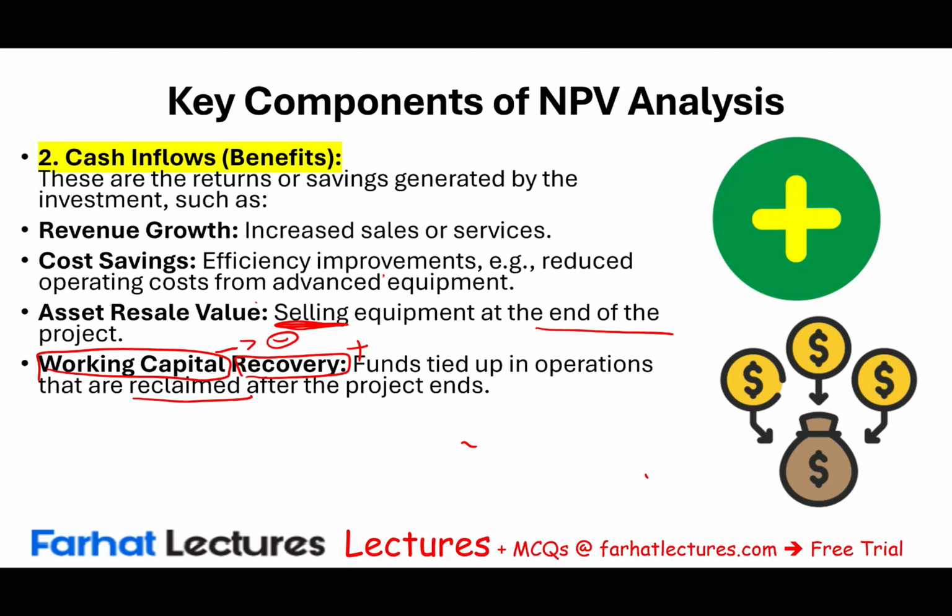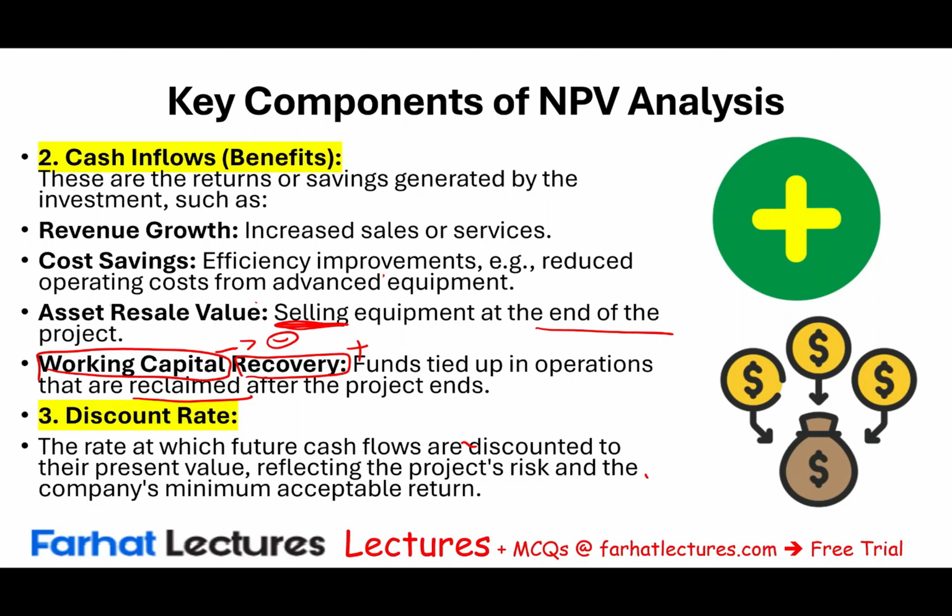Then we have the cash inflows and the cash outflows. What else do we need to compute NPV? We need the discount rate. What is the discount rate? It is the rate at which the future cash flows are discounted. And when I say future cash flows, those are the positives and the negatives, discounted to their present value, reflecting the project risk and the company's minimum acceptable return. So how much is the discount rate? When we discount, what do we use? Which rate? The discount rate that the company wants to have.